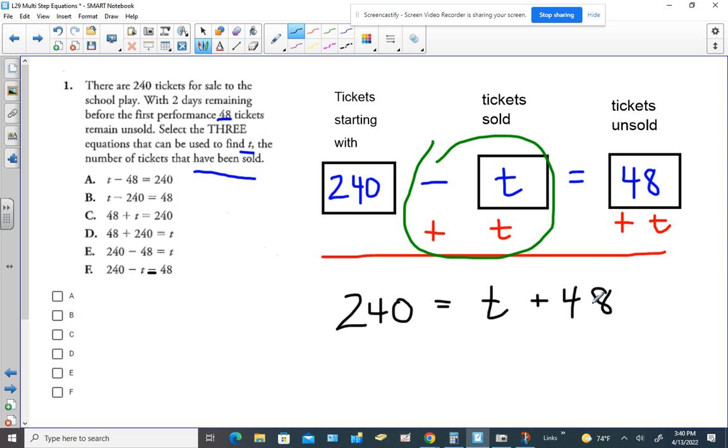Now, is this an option that you see anywhere? T plus 48 equaling 240? Do we see that? T plus 48 equaling 240, so doesn't that look like it's probably going to be one of the choices? Now, the other thing that we should do is go ahead and solve this by applying the inverse operation to find out what we're doing. So the opposite of add 48 to a variable would be to subtract 48 from a variable, and we would be doing that on both sides.